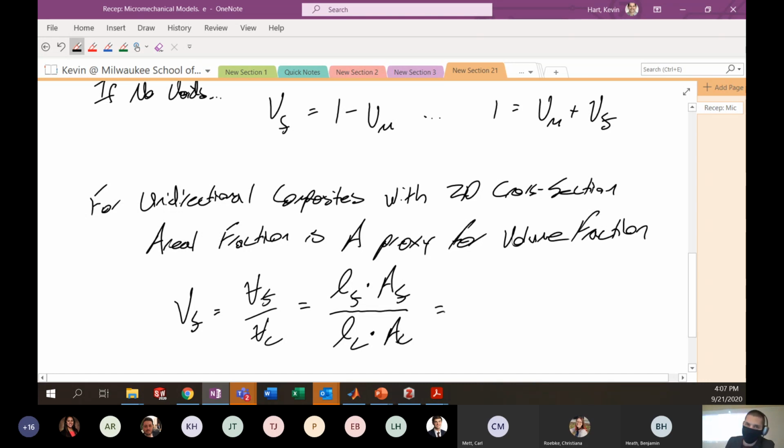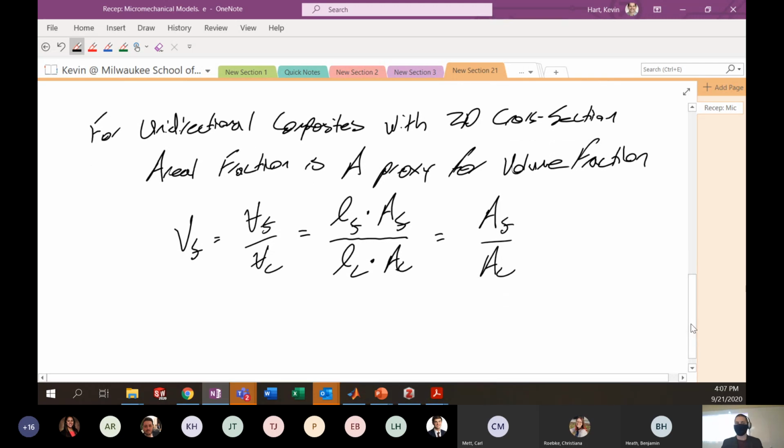Or since we assume that we have the same thickness of both components into the page, you're just going to have something like the area of the fibers in the cross-section divided by the area of the composite. So this is sort of a proxy that we're going to use with our micromechanical model.